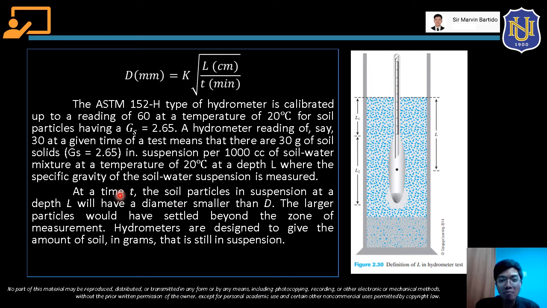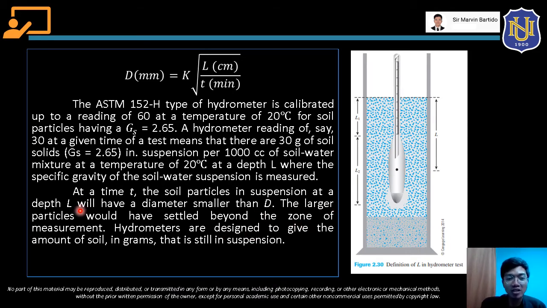So at time t, the soil particles in suspension at a depth L are the soil particles whose diameter is smaller than D, the D being referred to here. As time passes, the particles sink, and the ones remaining are the very small ones, the super small soil particles. As time increases, its value grows and it is in the denominator, so the diameter becomes smaller. That diameter has a corresponding percent finer, which is the portion that passed through that diameter, the particles still suspended at depth L. That is our interpretation here.